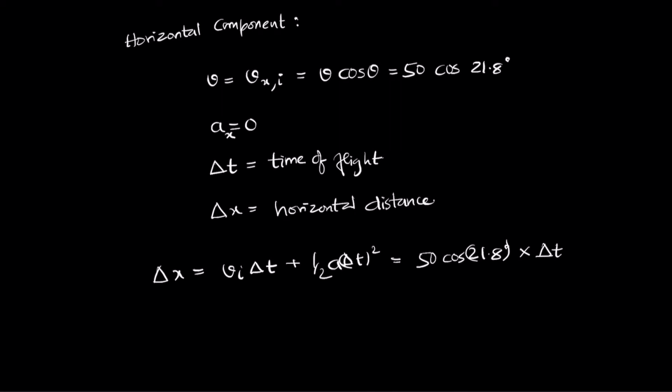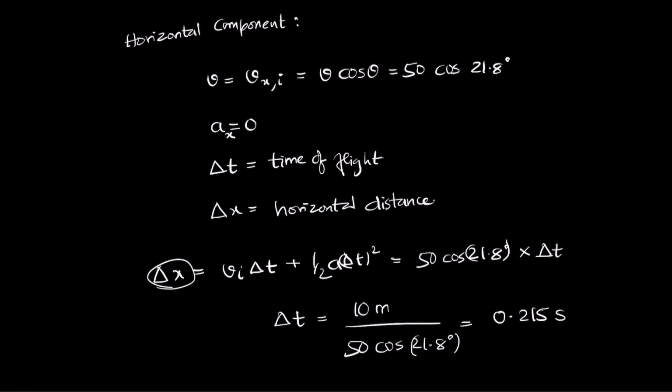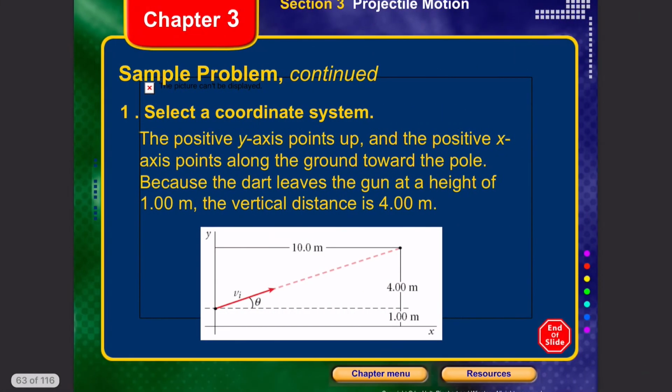Now we know the horizontal distance. That horizontal distance is 10 meters. So from this, delta t becomes 10 meters divided by 50 cos 21.8 degrees. So that value becomes 0.215 second. So this is the total time taken, 0.215 second. So now we have calculated the time.